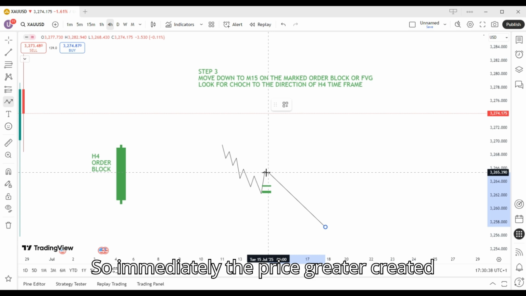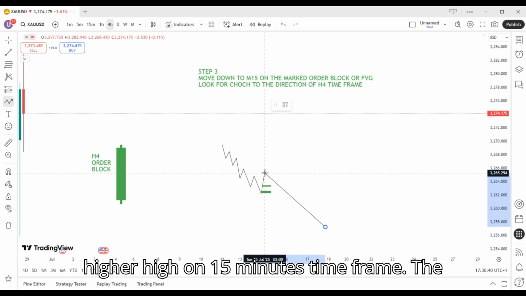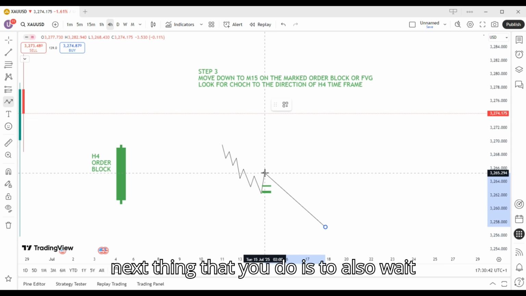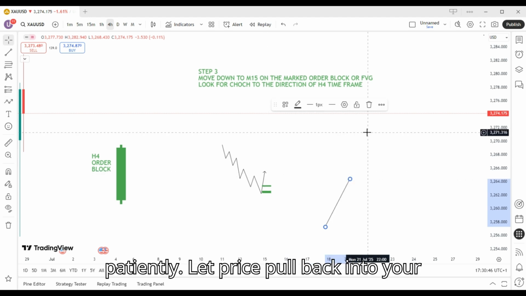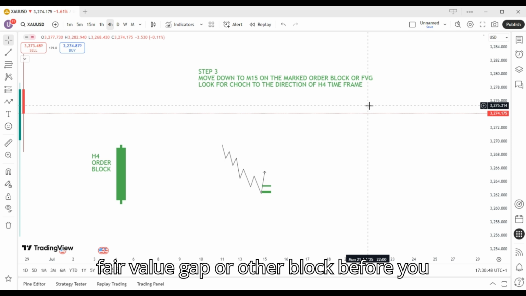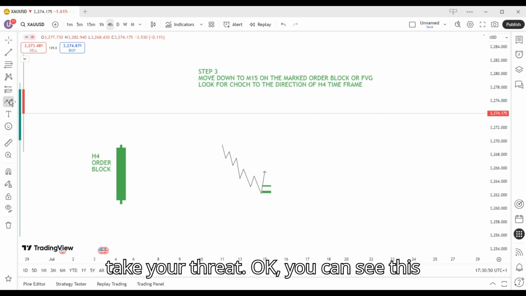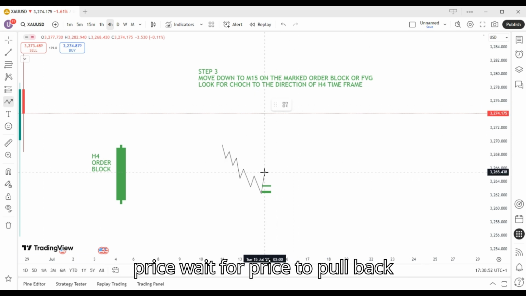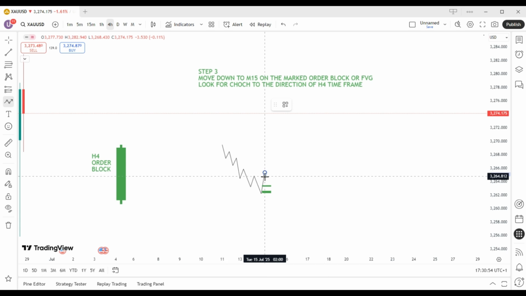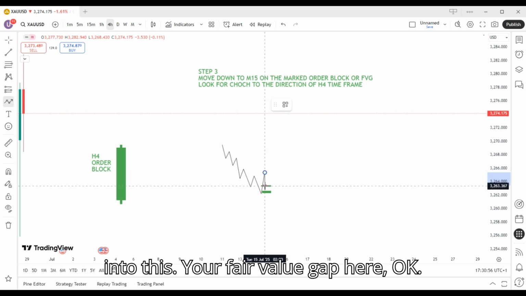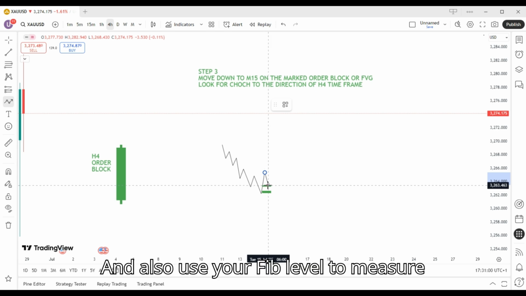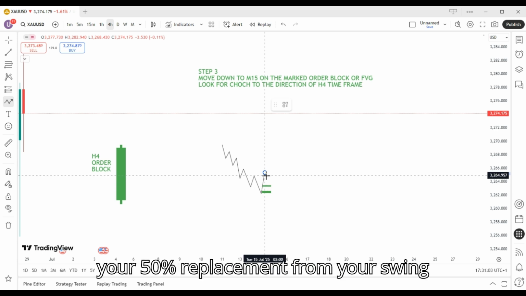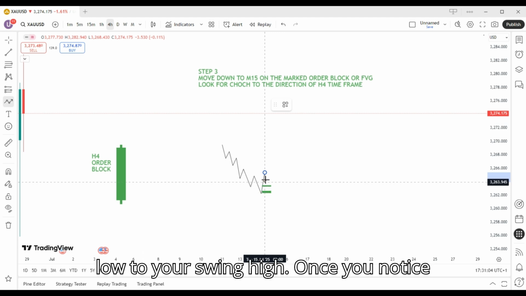So immediately the price created a higher high on the 15 minutes time frame. The next thing you do is to wait patiently and let price pull back into your fair value gap or order block before you take your trade. You can see, wait for price to pull back into this fair value gap here. Also use your fib level to measure your 50% retracement from your swing low to your swing high.